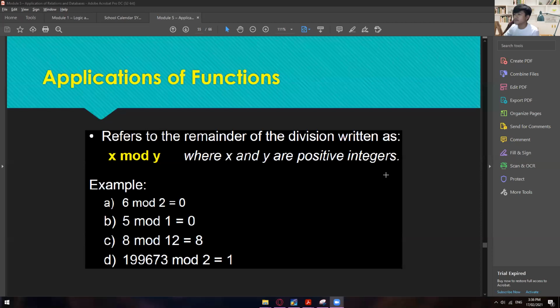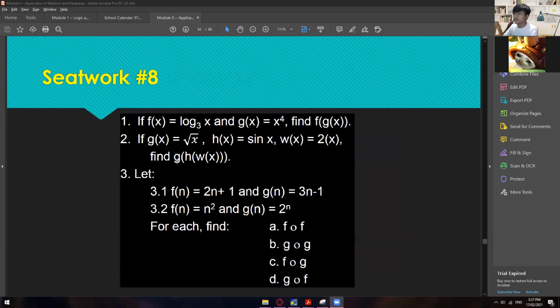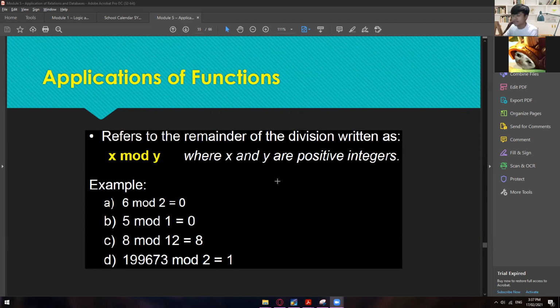Continuation of your module 5. All right, so can you guys see my screen now? Yes, sir. All right, that's good. So this is where we stopped last meeting, step work number 8. So here's now the continuation, which is the applications of functions or the mod.